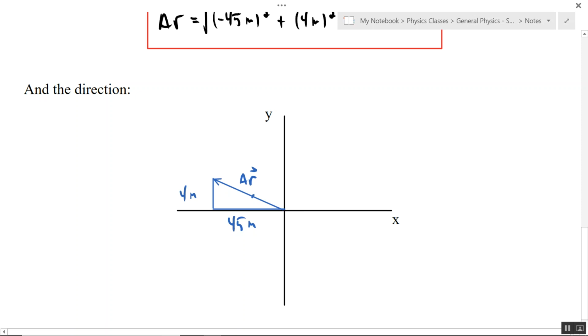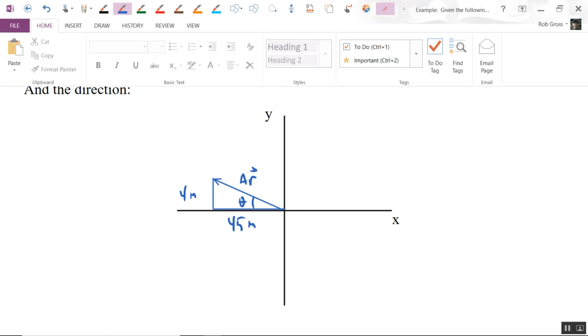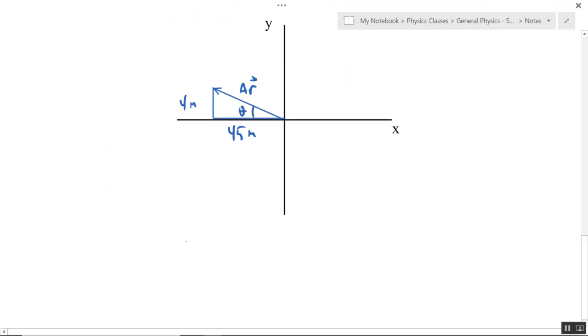So what you can do is find the angle inside here all the time, which is known as the interior angle. So how do you find that angle? Arctangent. Yeah, it's the opposite side, which is 4 meters, divided by the adjacent side, which is 45. So the meters cancel out, right? So it's 4 over 45, which isn't that great of an angle because x is so much bigger than y, but still, you get 5.08 degrees, which is fine.